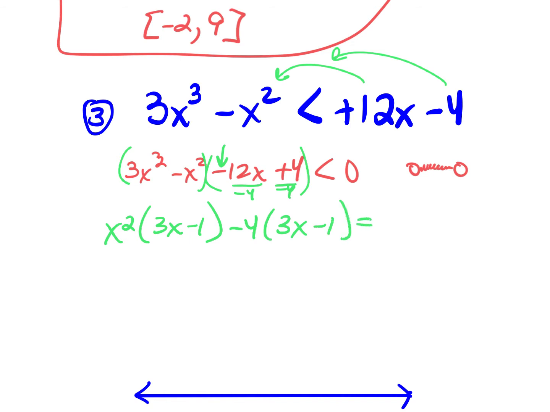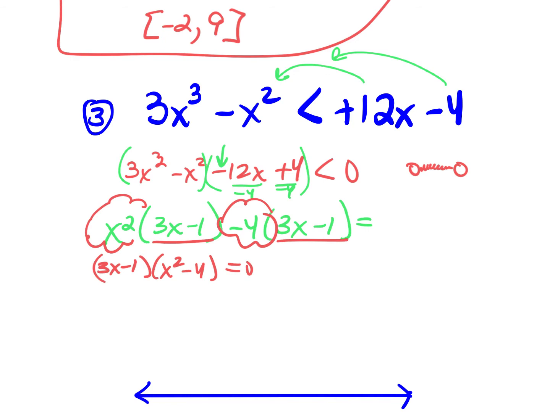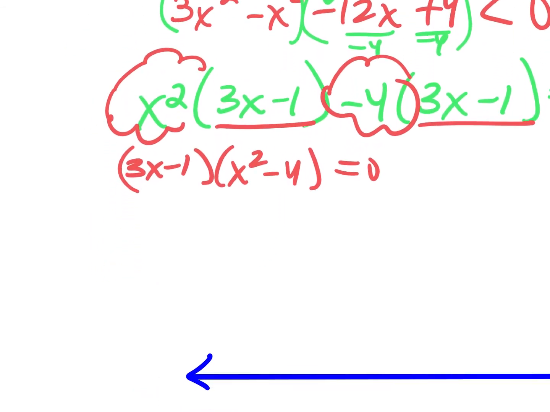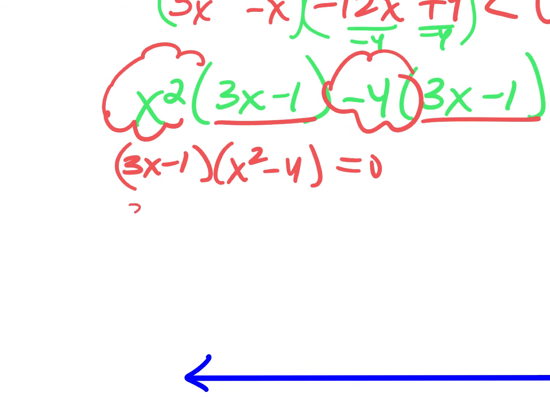Do you guys now see the new GCF? What do they both have in common? The 3x minus 1. So that comes out in front by itself. And then what happens to my little leftovers? We put them together. They get their own parenthesis. Guys, can you factor this a little bit more? Is that the difference of perfect squares? It sure is. 3x minus 1, x plus 2, and x minus 2.